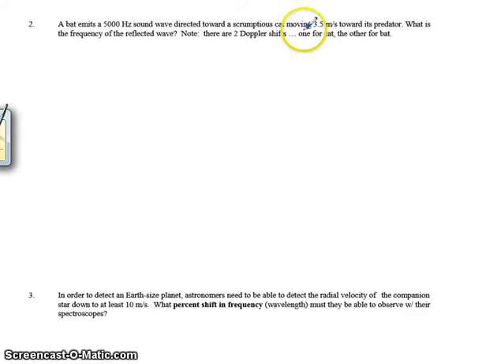One, the cat is going to observe a higher frequency, even though it doesn't realize it is observing it, and then that higher frequency is what bounces off towards a moving object, in that case, the bat. So we're going to apply the Doppler equation twice. One for a moving observer and one for a moving source. So let's do the moving observer one.